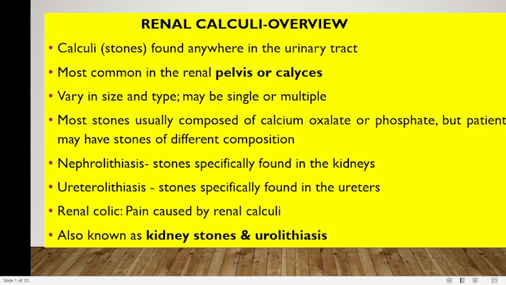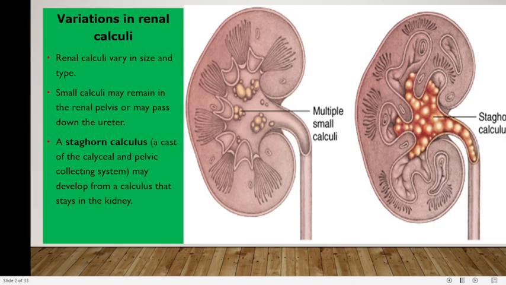We have nephrolithiasis. These are stones specifically found in the kidneys, whereas stones specifically found in the ureters are referred to as urolithiasis. The main clinical presentation of the stones is the renal colic. So this pain is caused by the renal calculi. Renal calculi are also referred to as kidney stones or urolithiasis.